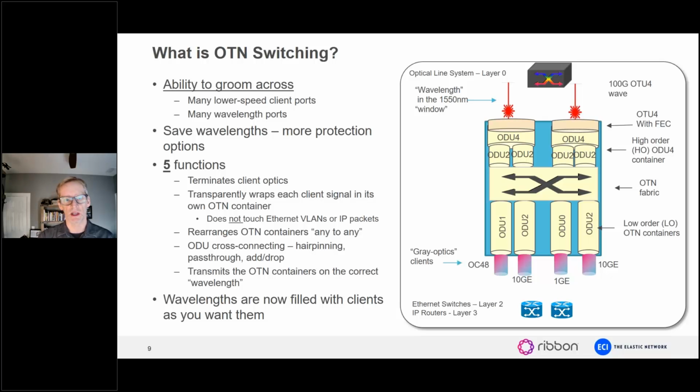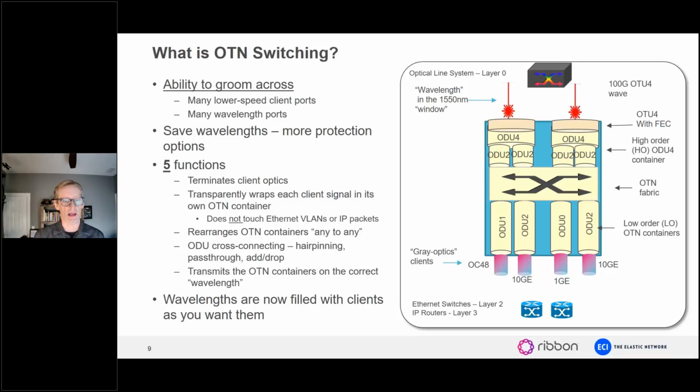And then finally, you can imagine if I've got a transponder and then I've got a muxponder that's a little more advanced, shoot, maybe I could just make a full-blown switch out of this, and that is what OTN switching is. OTN switching gives you the ability to groom across many lower speed client ports and many wavelength ports. The reason you would do this is it saves wavelengths, gives you more protection options, and there are actually 5 functions that this performs.